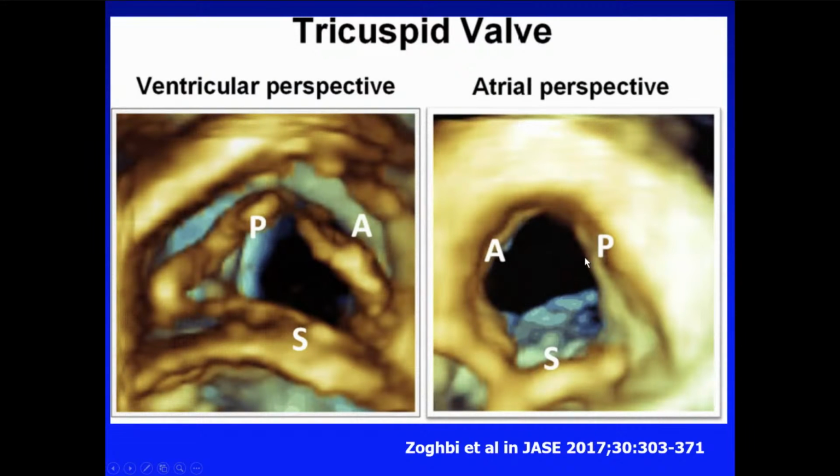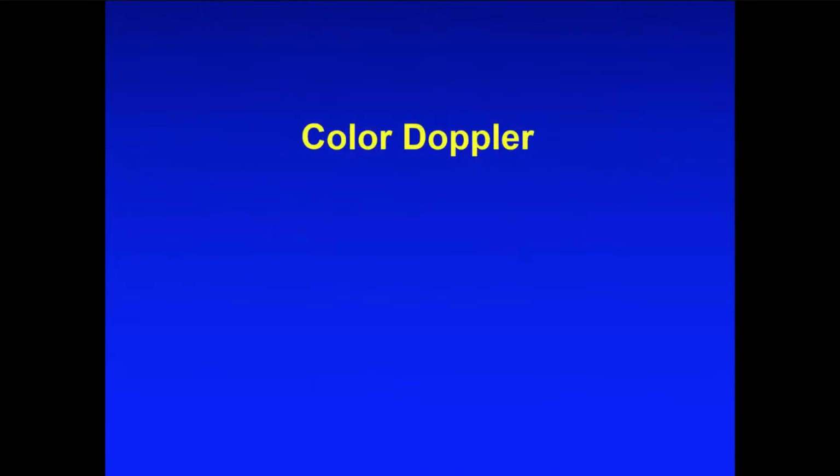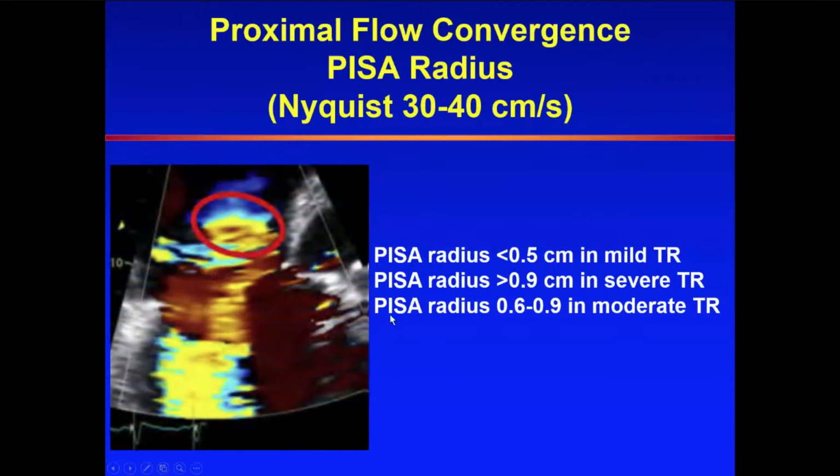3D is very useful, and you can look at the ventricular as well as the atrial perspective. Certainly by TEE you get superior quality, and it is relied on for interventional procedures, a topic that will be covered by other colleagues. 2D findings, we said, are important. Color Doppler is important. You can look at the PISA radius at an aliasing velocity of 30 to 40 centimeters per second. This is from the 2017 valve regurg guidelines by Dr. Zoghbi and colleagues. A radius less than 0.5 goes with mild TR, more than 0.9 severe, in between is moderate.